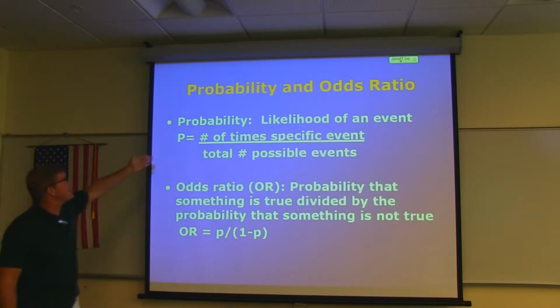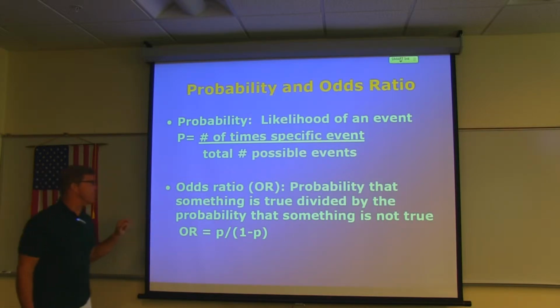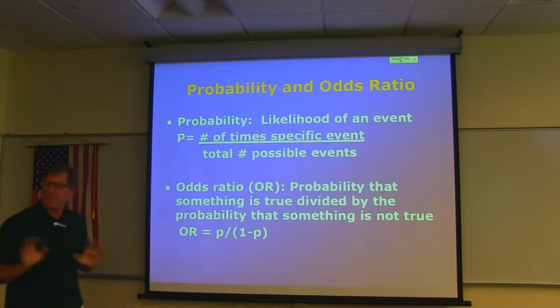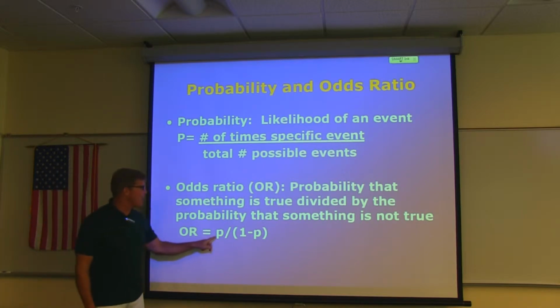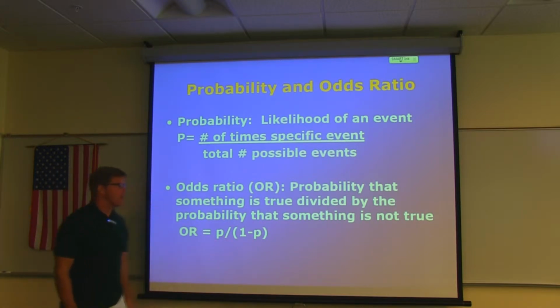And we know that the probability is the number of times a specific event occurs over the total number of possible events. Now we're going to deal with a term in logistic regression that's a type of probability, but it's kind of a specialized version. It's called the odds ratio, and we're going to abbreviate it OR. It's the probability that something is true divided by the probability that something is not true. So we call it P over 1 minus P, the odds ratio.